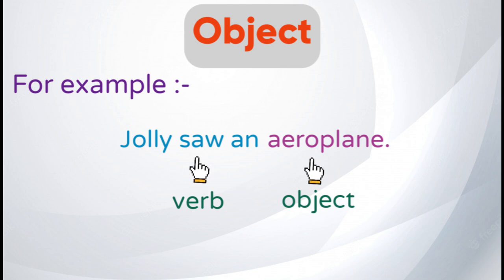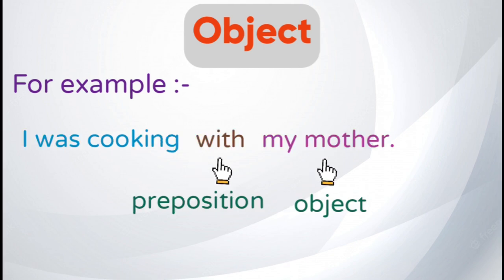Now if you ask the question, what did Jolly see? Your answer is an aeroplane. So aeroplane is the object which Jolly saw. So the noun aeroplane is therefore called the object. Let's have a look at another example.